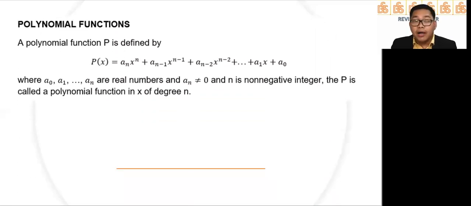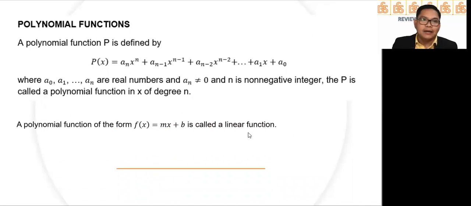A polynomial function P is defined by this equation where a sub 0, a sub 1, up to a sub n are real numbers, a sub n is not equal to 0, and n is a non-negative integer. The P is called a polynomial function in x of degree n. So this is a little bit abstract, okay?